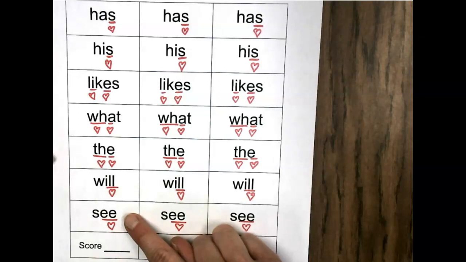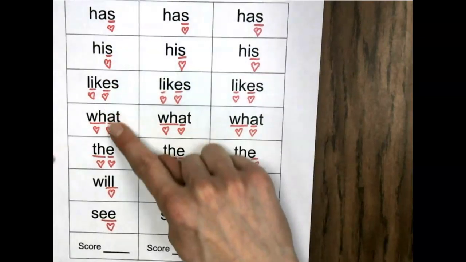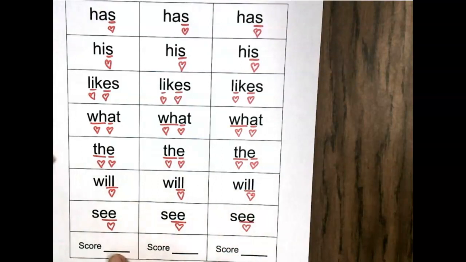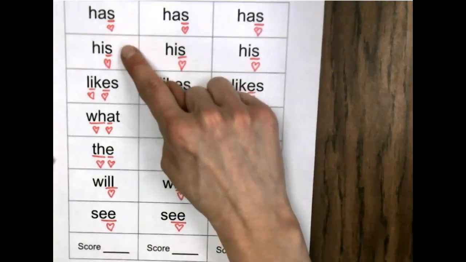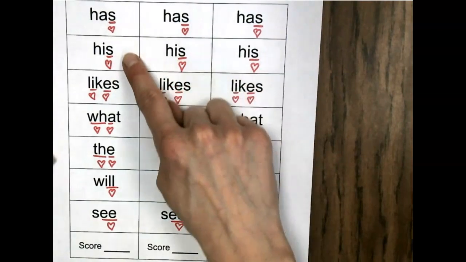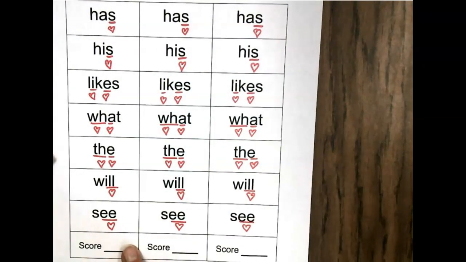Now you're going to count up how many words in this column you have highlighted. You're going to write the number right here where it says score. So for example, if I said has and his before Mrs. Casillas and I beat the teacher, I would write 2 down here. Count up your words now and write the number right here.